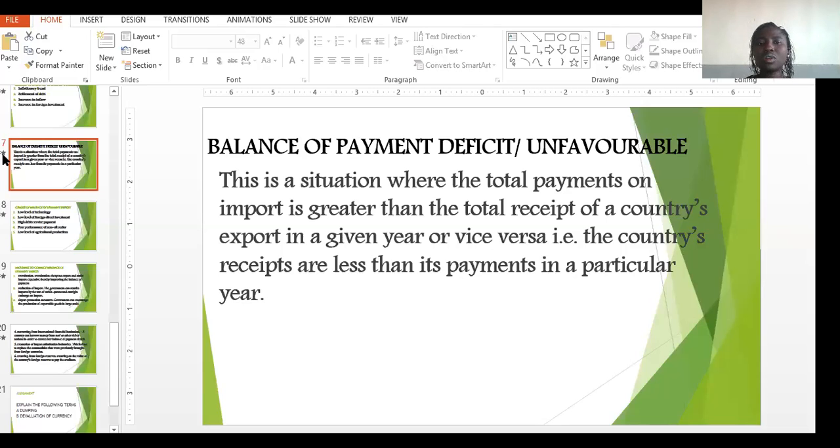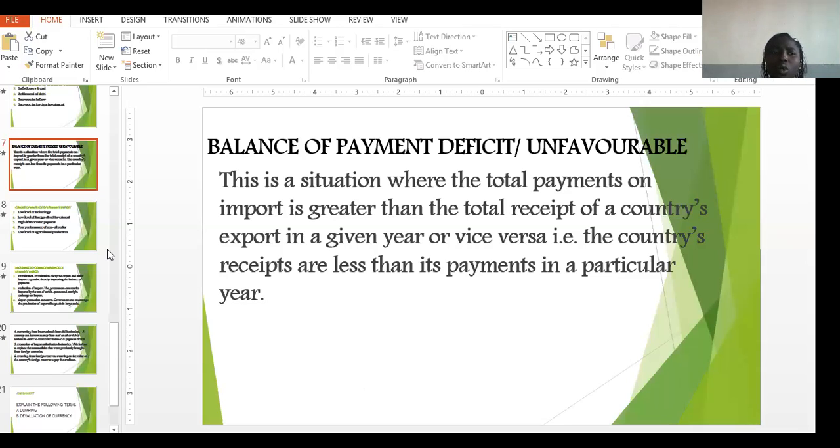That is, a country's receipts are less than its payments in a particular year. If our imports are more than exports, that means we are pumping money to other economies more than we receive from other economies. That's unfavorable balance of payment, or balance of payment deficit.